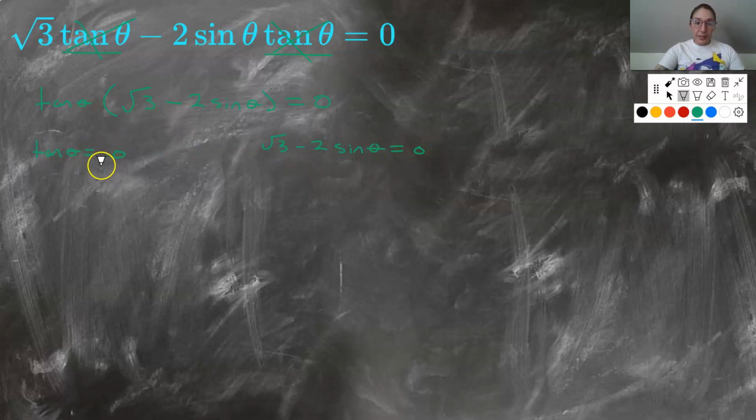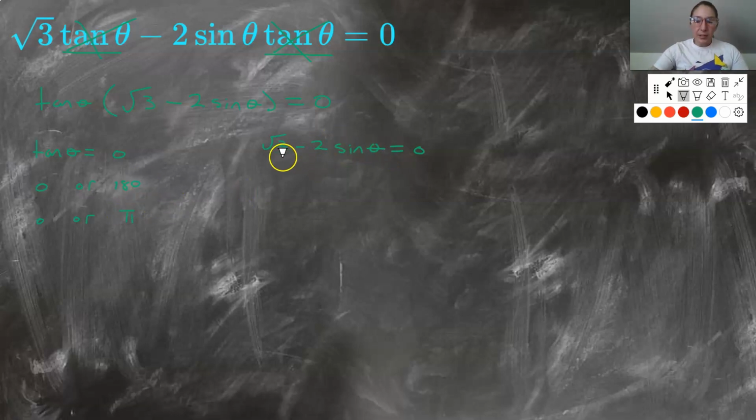Where does tangent equal 0? We just saw it. It's at 0, or it's at, not 360, excuse me, it's at 180, plus 360k. In radians, 0 is still 0, or pi, plus 2 pi k, plus 360k, right? Make sure you're accounting for revolutions.